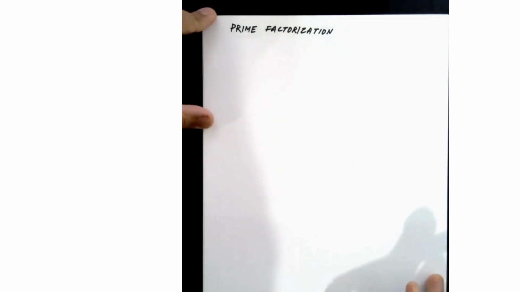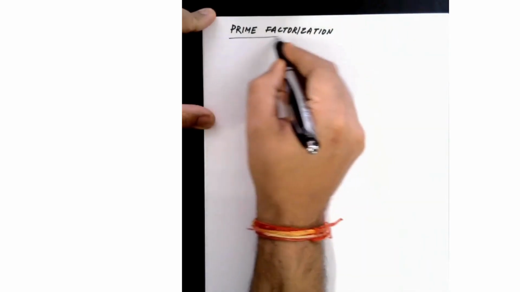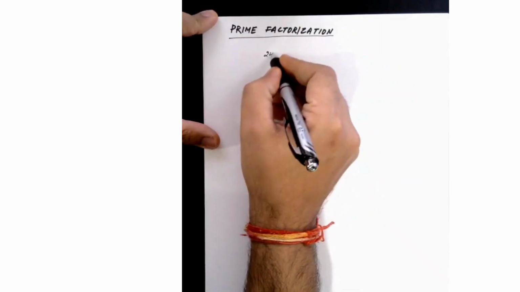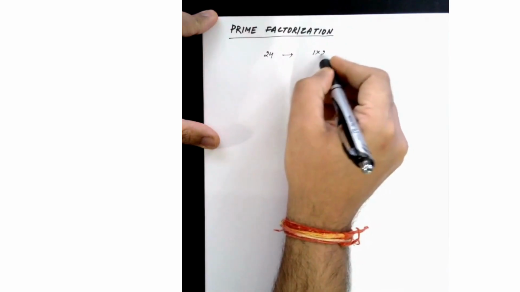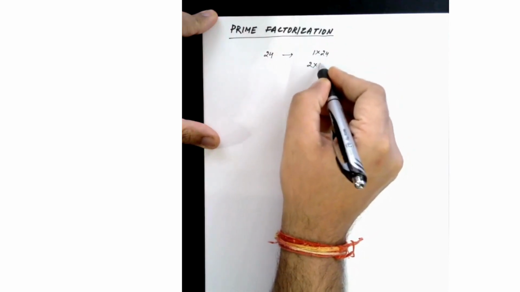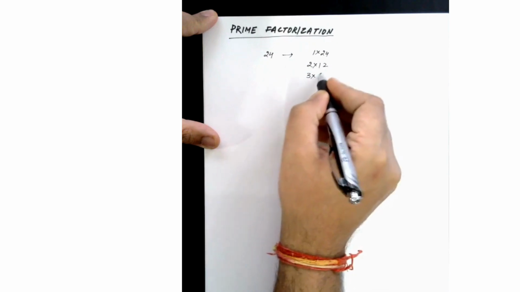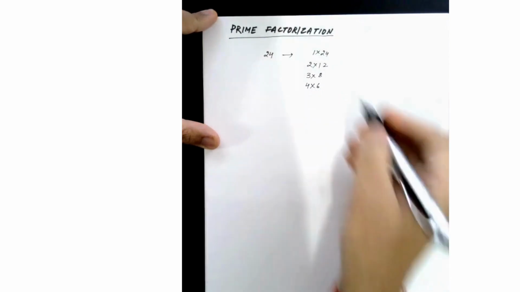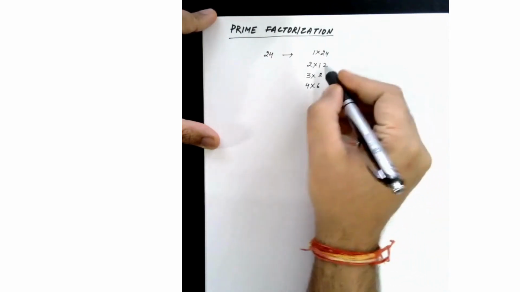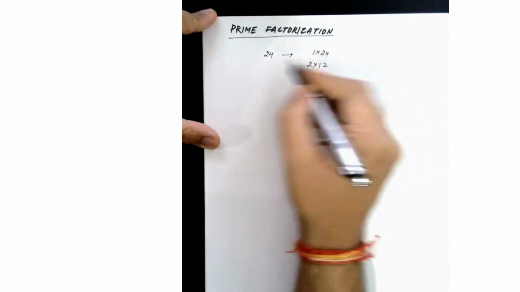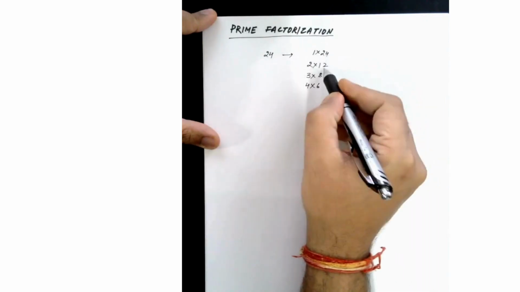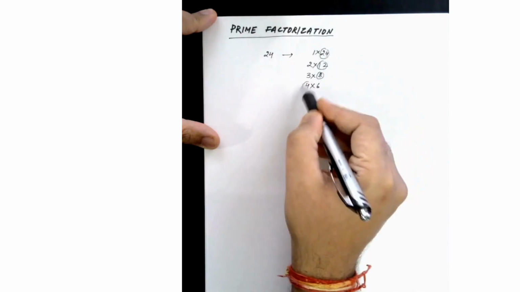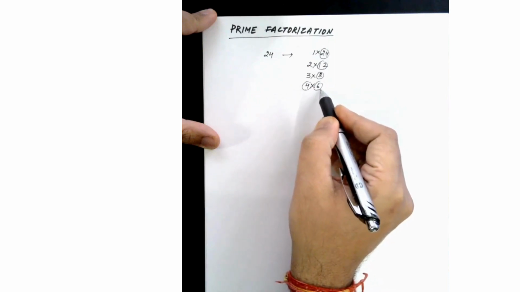Now if we discuss factorization further, we have a term called prime factorization. When we discuss 24, we could write it as 1 into 24, or 2 into 12, or 3 into 8, or 4 into 6. In this case, if you look clearly, 24, 12, 8, 4 and 6 are further composite numbers.